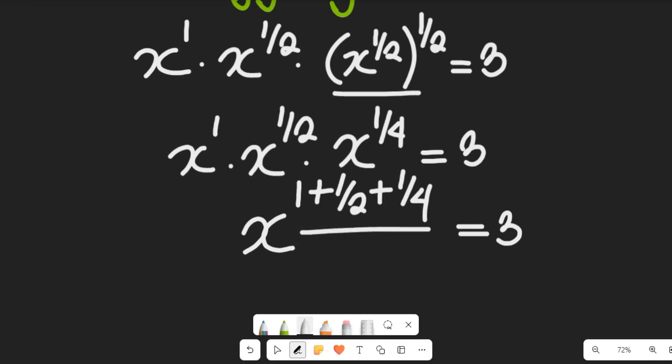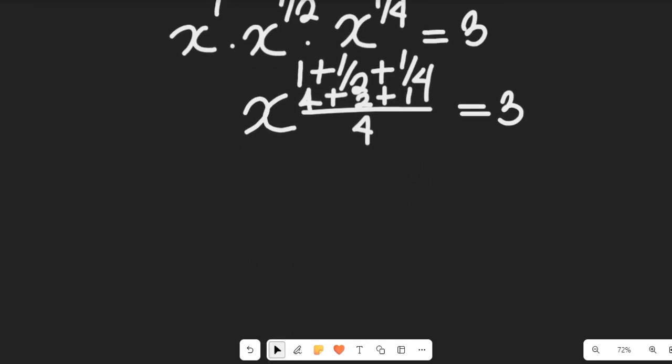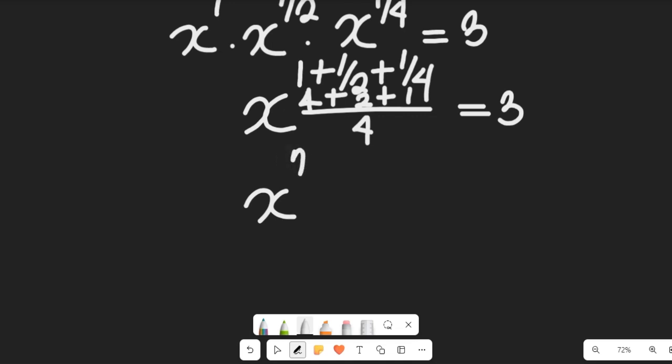We take the LCM of all of these. This will give us 4. 4 divided by 1 is 4, 4 times 1 is 4, plus 4 divided by 2 is 2, 2 times 1 is 2, right? Plus 4 divided by 4 is 1, 1 times 1 is 1. So if we add up the numerators, 4 plus 2 is 6, plus 1, we have 7, so x to the power of 7 divided by 4 will be equal to 3.